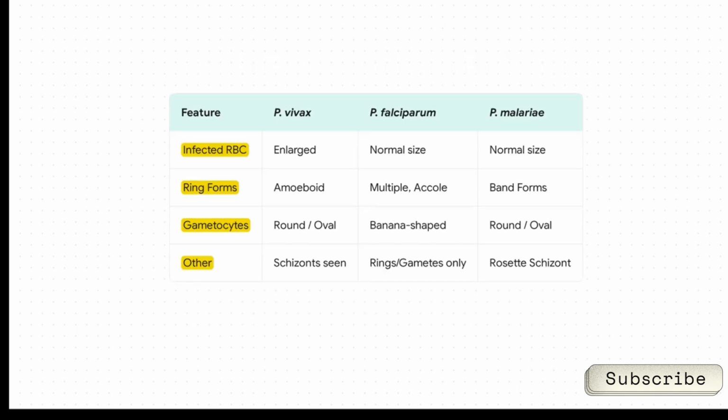And on that thin smear, there are a few dead giveaways. But for falciparum, you need to burn two things into your memory. One, multiple tiny rings inside a single red blood cell, sometimes stuck to the edge, we call those accolé forms. And two, the absolute classic, the money shot, the banana-shaped gametocyte. You see that crescent or banana shape? It's falciparum. Game over, no doubt.